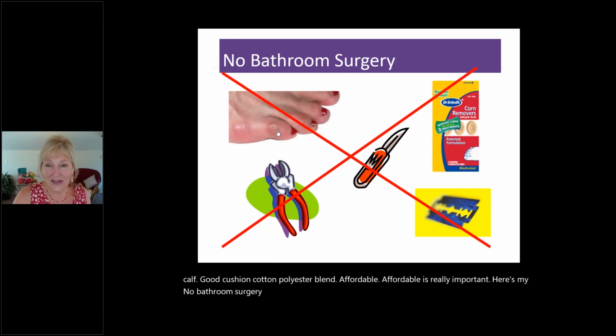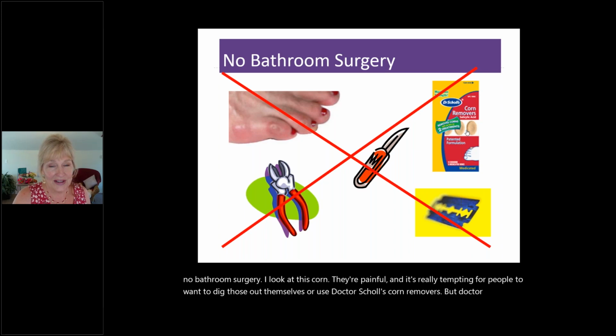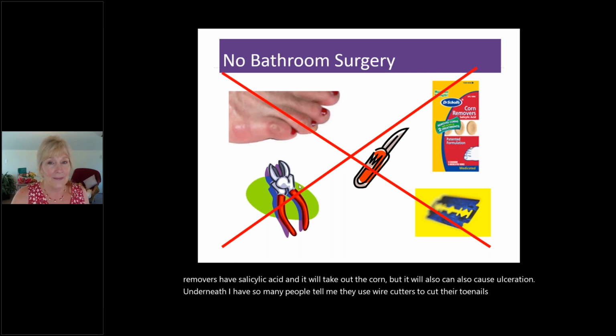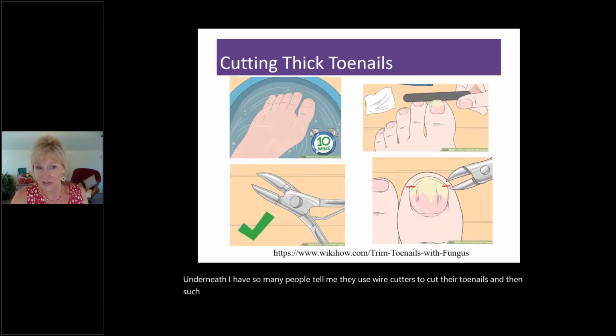Here's my no bathroom surgery. Look at this corn. They're painful. And it's really tempting for people to want to dig those out themselves or use Dr. Scholl's corn removers. But Dr. Scholl's corn removers have salicylic acid, and it will take out the corn, but it can also cause an ulceration underneath. I have so many people tell me they use wire cutters to cut their toenails, and then, you know, such risk for injury.